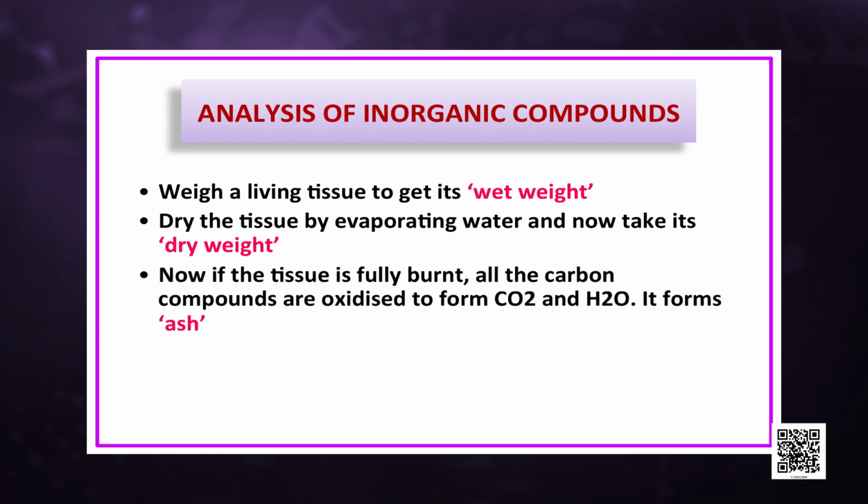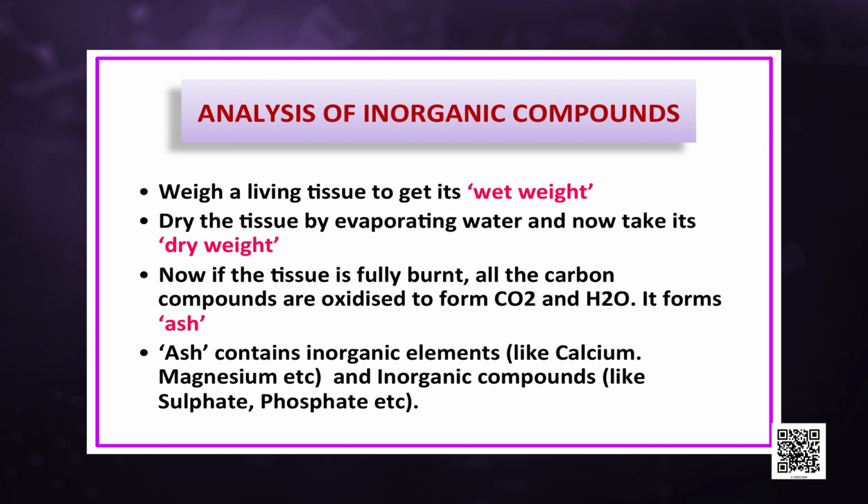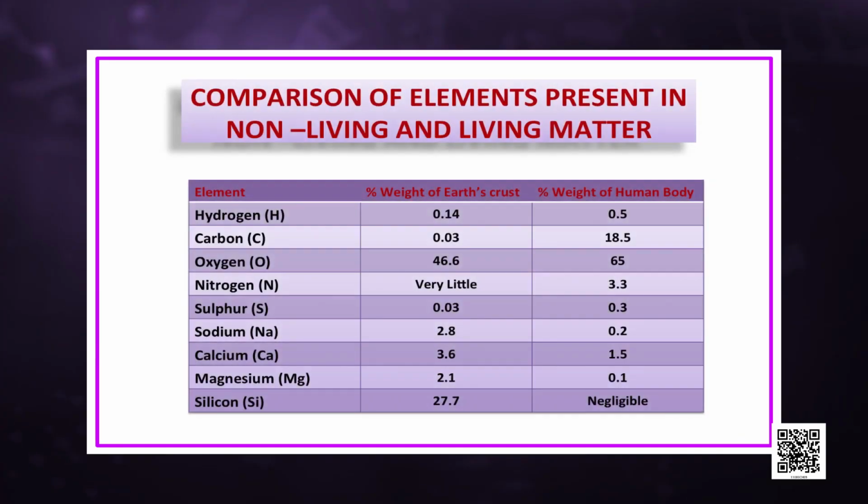Now we need to burn the tissue completely so that all the carbon compounds are oxidized to gaseous forms, that is carbon dioxide and water. The remaining part is called ash. This ash contains inorganic elements. These inorganic compounds are seen in the acid soluble fraction. If we compare the elements present in non-living and living matter, we will find that human body contains large amount of carbon, hydrogen, oxygen and nitrogen compared to Earth's crust, as you can also see in the table.